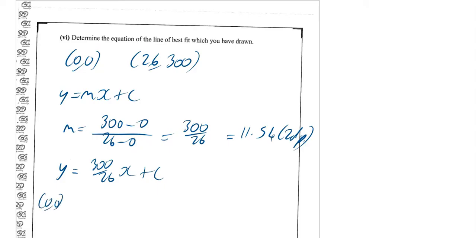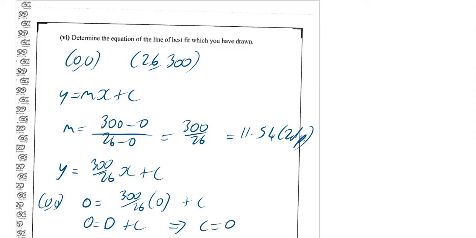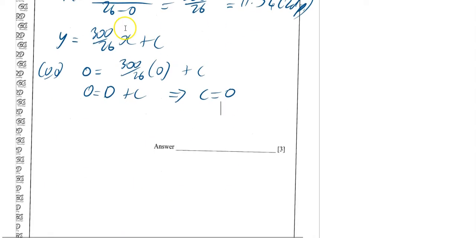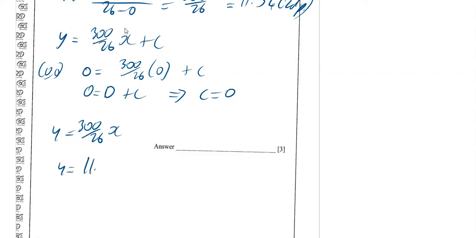I'm going through this just to show you the steps. So 0 is equal to 300 over 26 times 0 plus c, and that means 0 is equal to 0 plus c, which implies that c is equal to 0. So it tells you your equation is y equals 300 over 26 x, which we said a wee second ago was 11.54x.